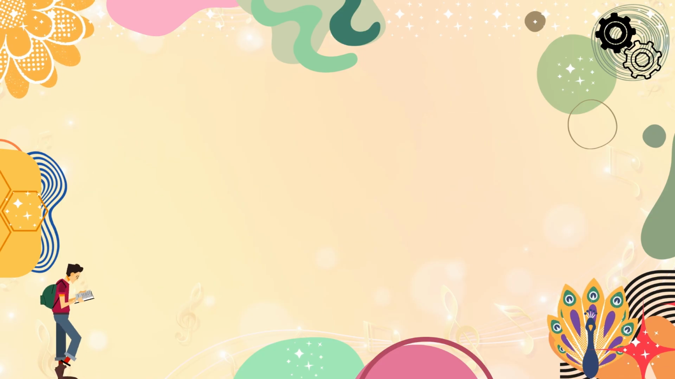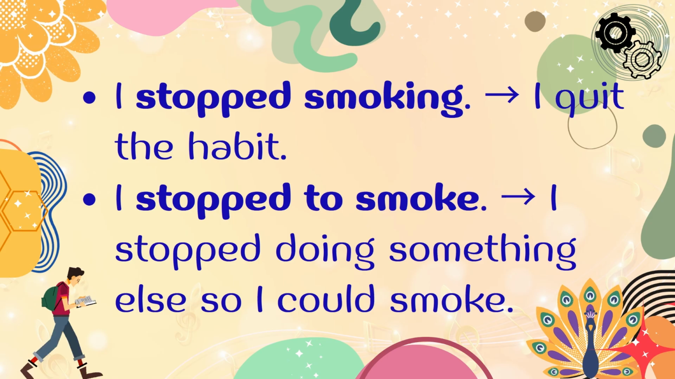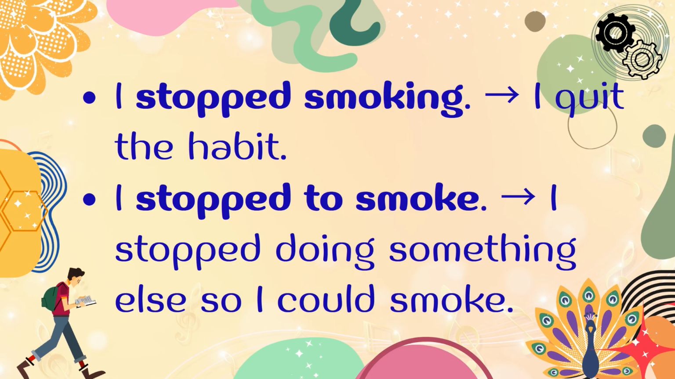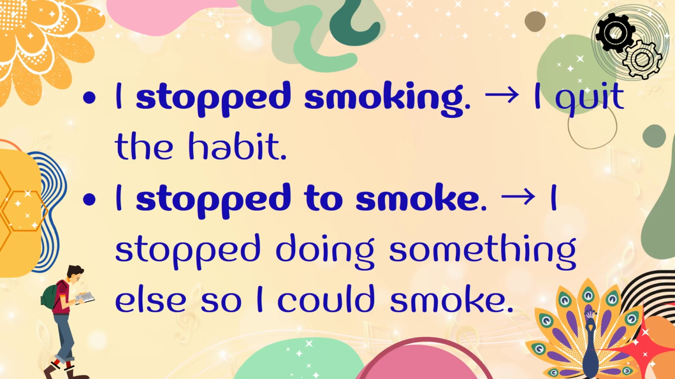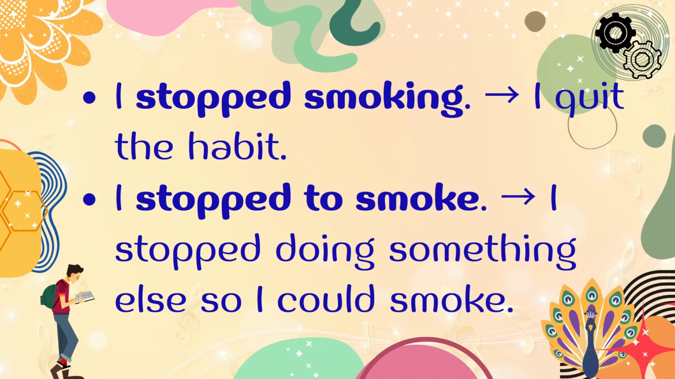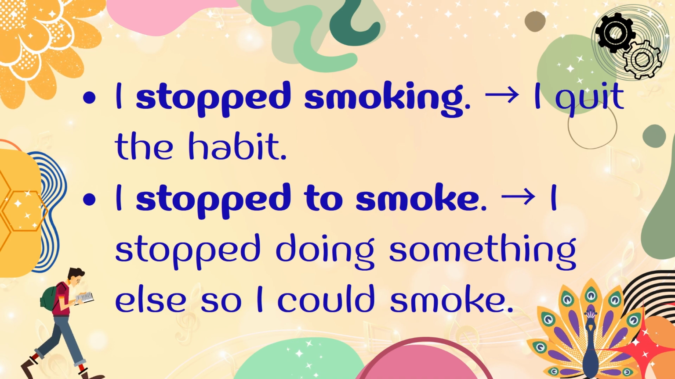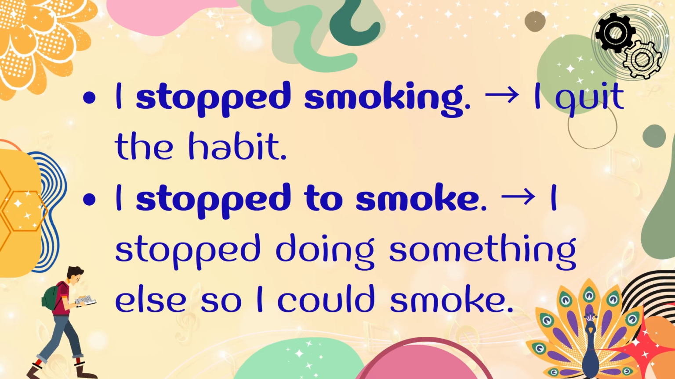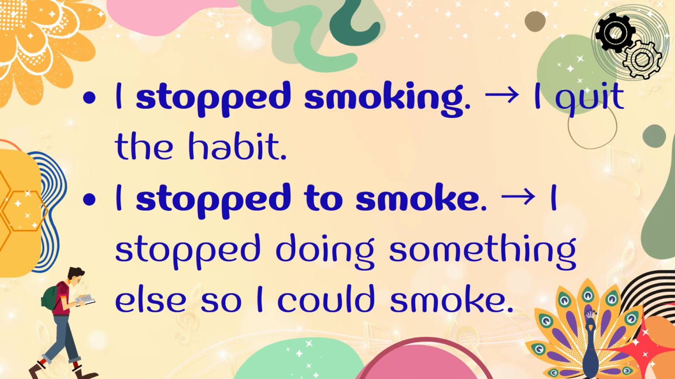Another example, I stopped smoking. It means that I quit the habit. I stopped smoking. I don't smoke anymore. And the second sentence, I stopped to smoke, means I stopped doing something else so I could smoke. These cases are more advanced, usually at B2 level, and I have another video that explains them in detail. Check it out in the description.